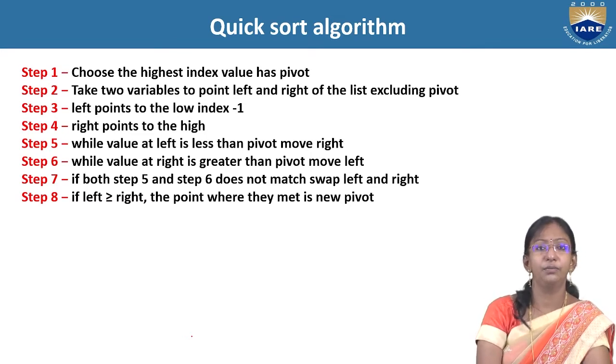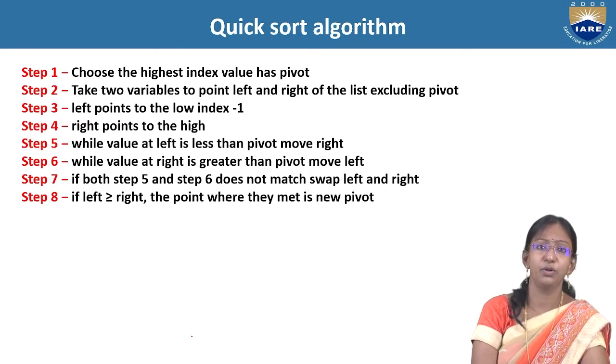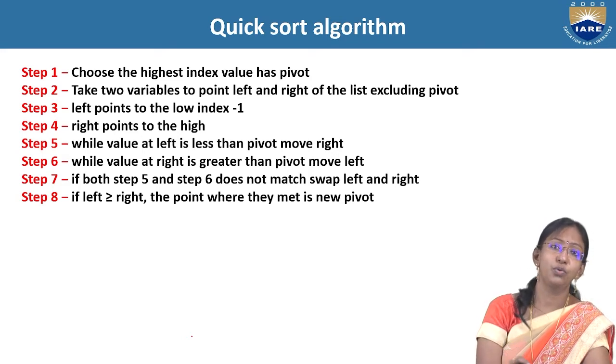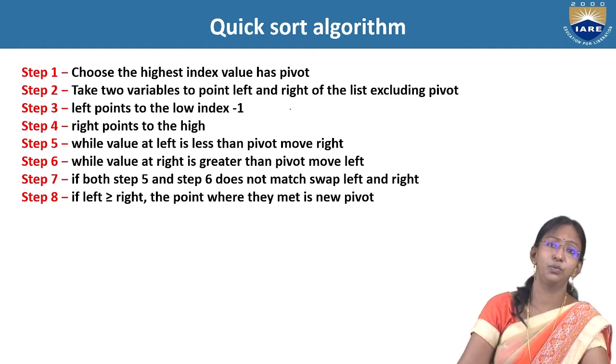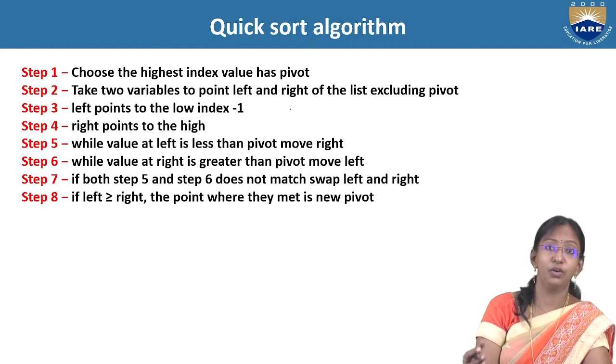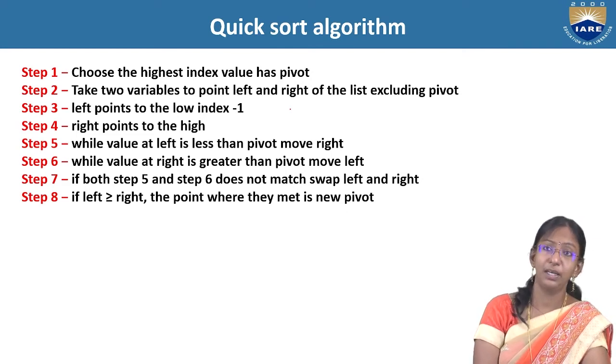Choose one of the indices as your pivot, say the highest index value. Take two variables, one pointing to the left, the other pointing to the right. Unless the left and right cross each other, you have to compare. While the left is less than the pivot, move the left towards the right. Once this while loop breaks, start with the right pointer. If the right pointer has a value greater than the pivot, shift it towards the left.